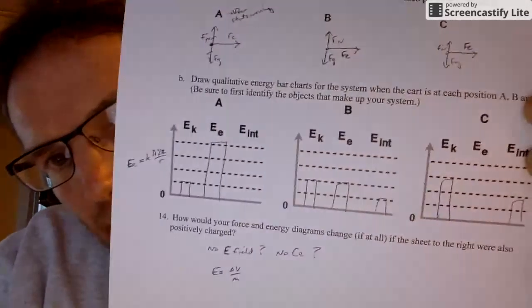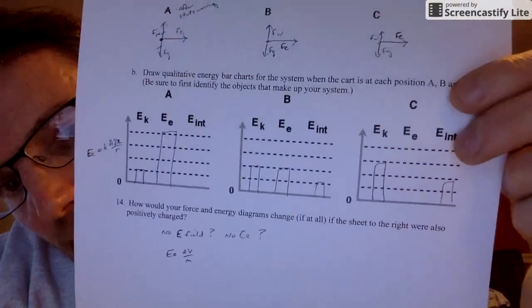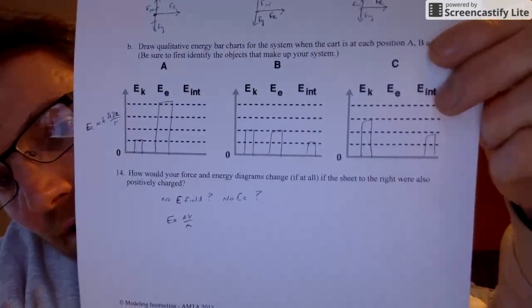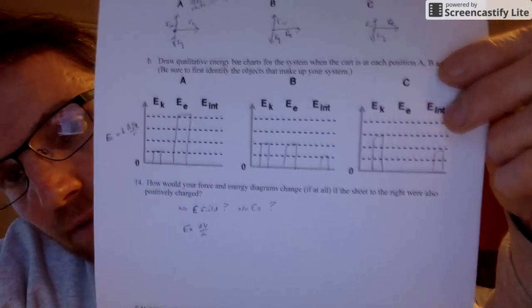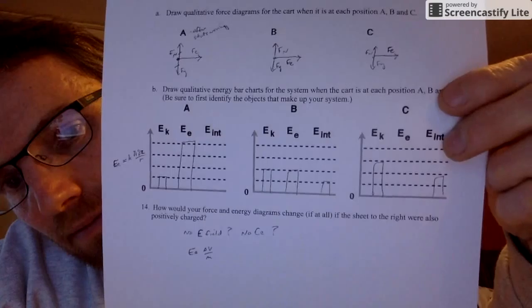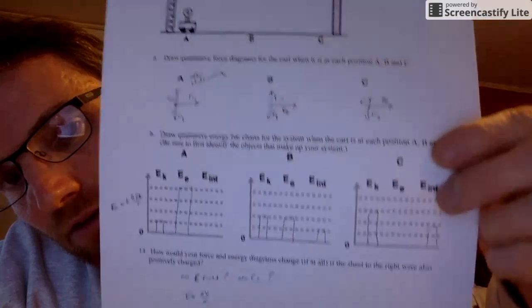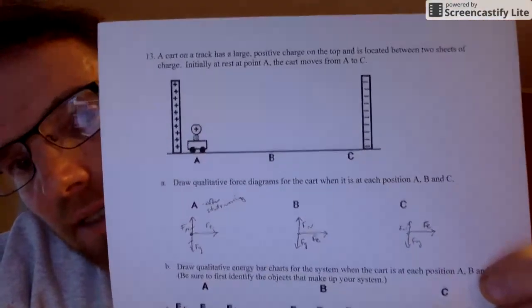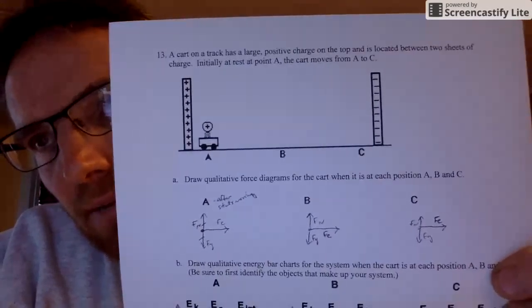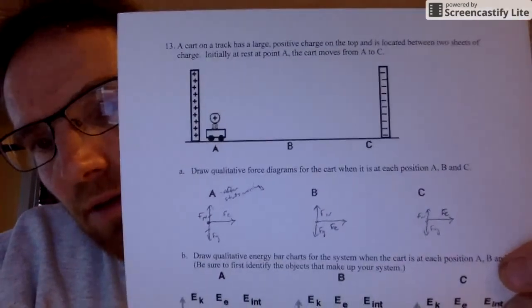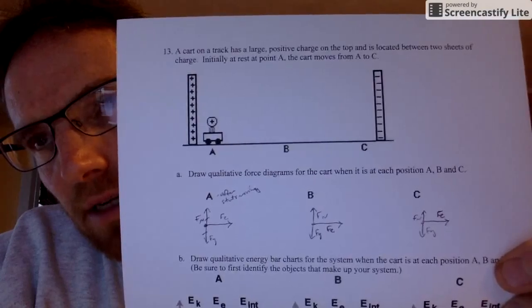was regarding the mapping potential, exploring electric potential with the PhET simulation. This problem here, number 14, talks about how my force and energy diagram would change if the sheet to the right were also positively charged. If they were both positively charged, both plates would have the same potential. Therefore, there would be zero potential difference.